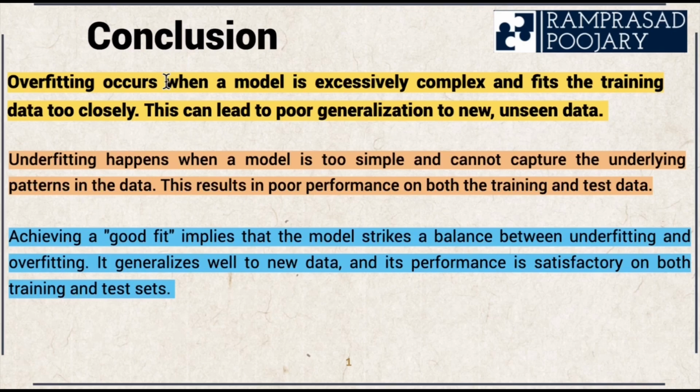Let us now conclude this session. From this discussion, we understood that overfitting occurs when a model is excessively complex and it fits too closely to the training data. The problem with this is that it does not perform well on new unseen data or test data. Underfitting happens when a model is too simple and it cannot capture the underlying patterns in the training data. Because of that, it doesn't perform well on training as well as test data.